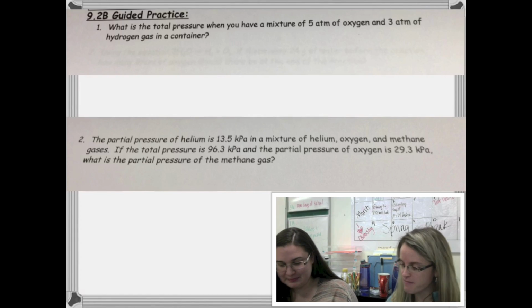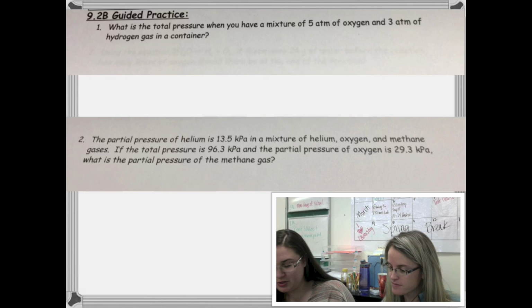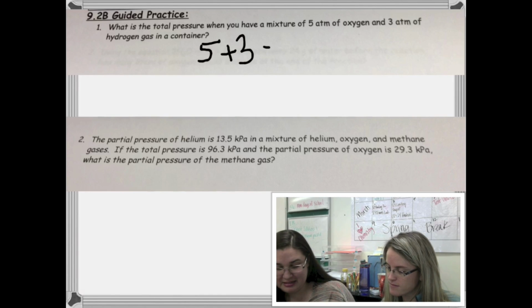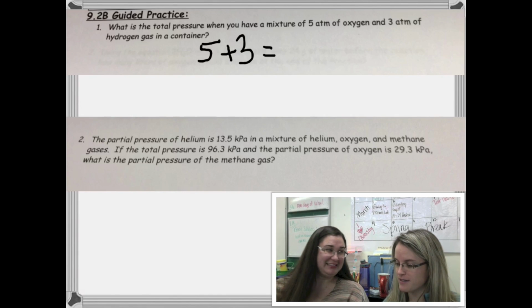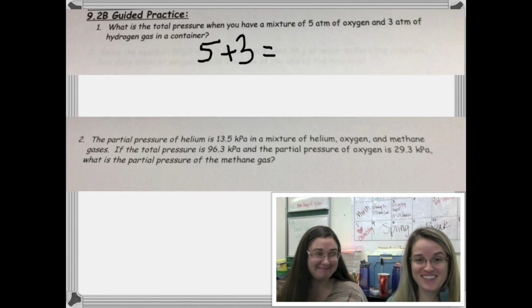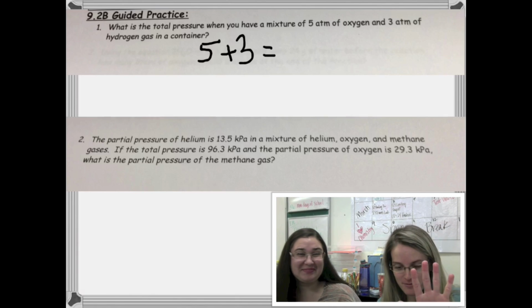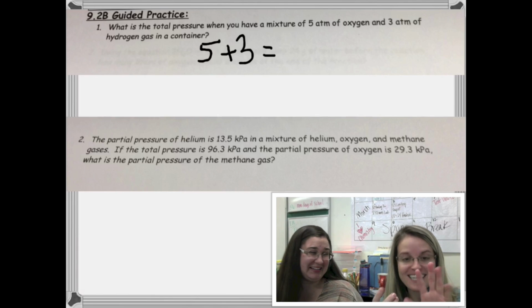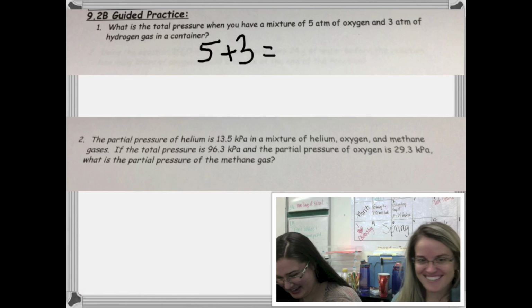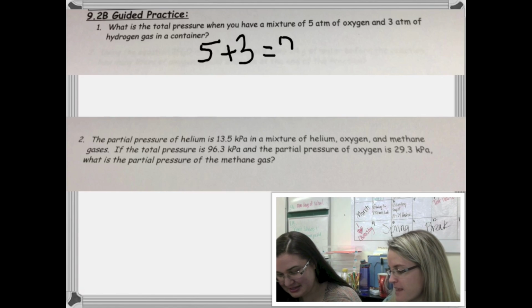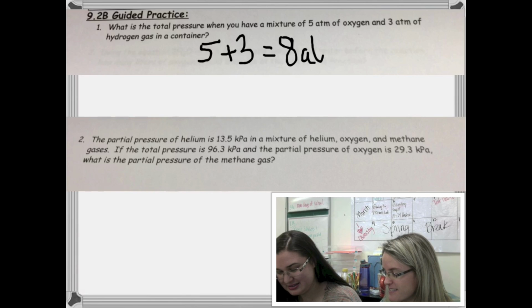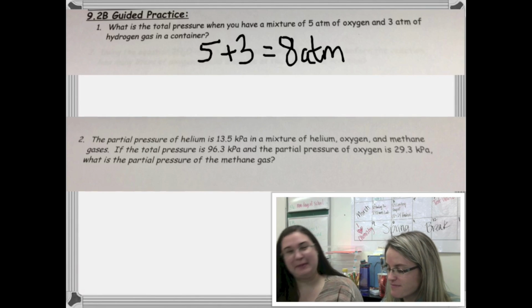What is the total pressure when you have a mixture of 5 atmospheres of oxygen and 3 atmospheres of hydrogen in a container? So there's just 2. I don't even think I need a calculator for this one. 5 plus 3 is 8. 8 atmospheres of pressure.